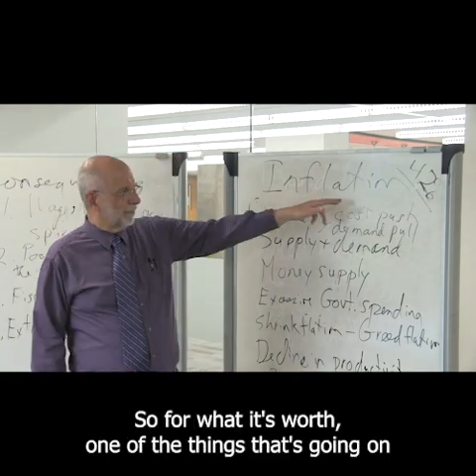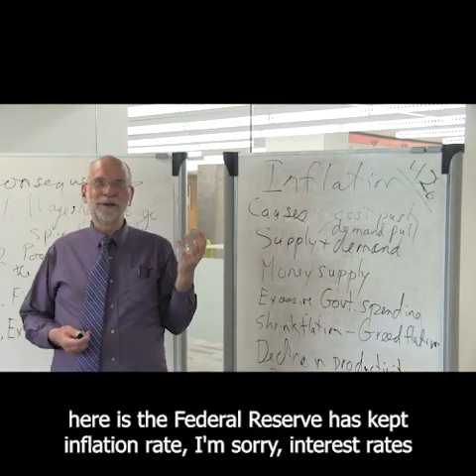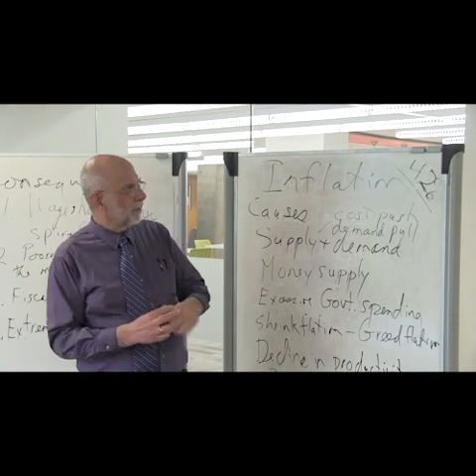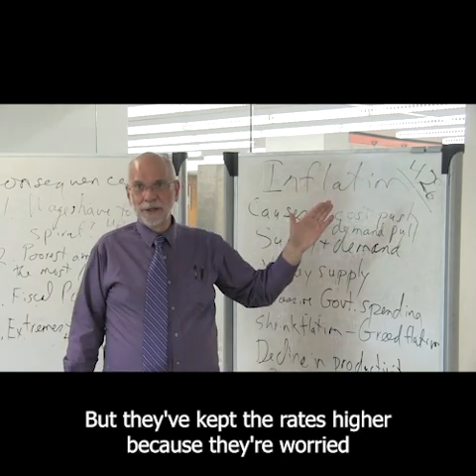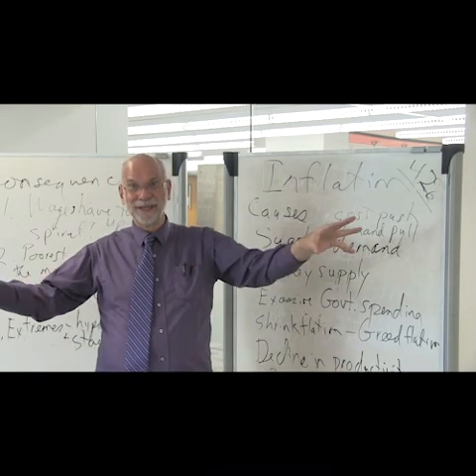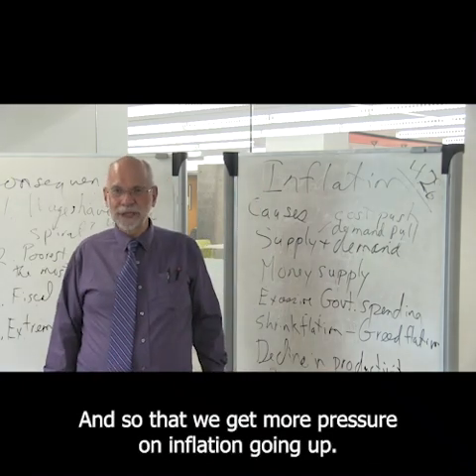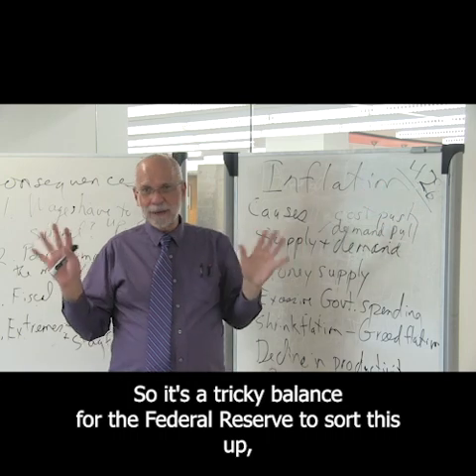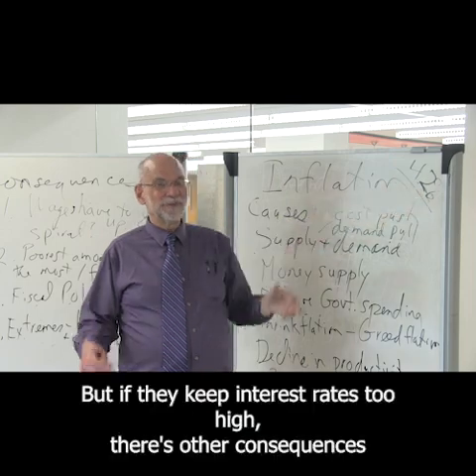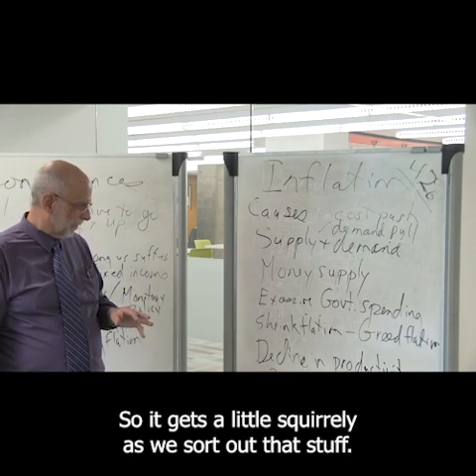So for what it's worth, one of the things that's going on here is the Federal Reserve has kept interest rates higher, which we'll talk about, the Federal Reserve and how that system works, later. But they've kept the rates higher because they're worried that if we lower interest rates, what will that stimulate? More spending. More spending means demand pull. And so we get more pressure on inflation going up. So it's a tricky balance for the Federal Reserve to sort this out, because on the one hand they want this to be lower, but if they keep interest rates too high, there's other consequences for the broader economy. So it gets a little swirly as we sort out that stuff.